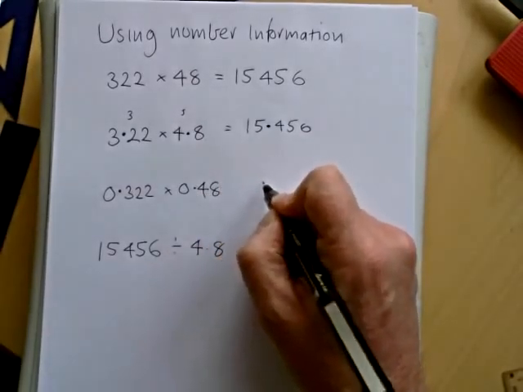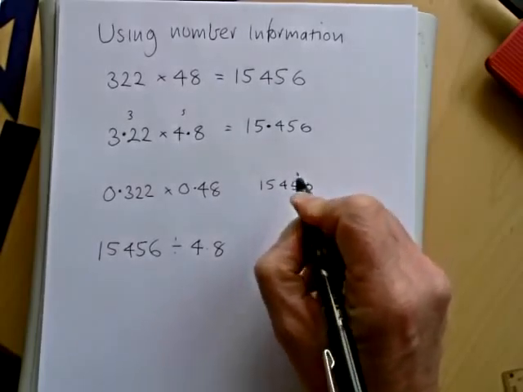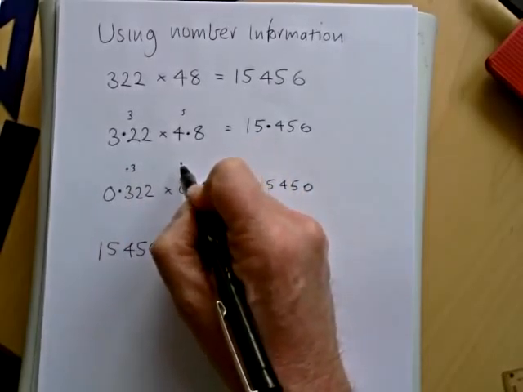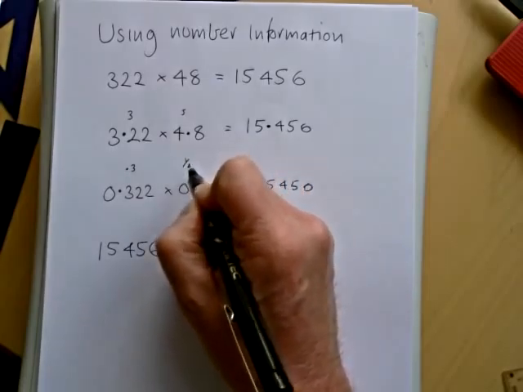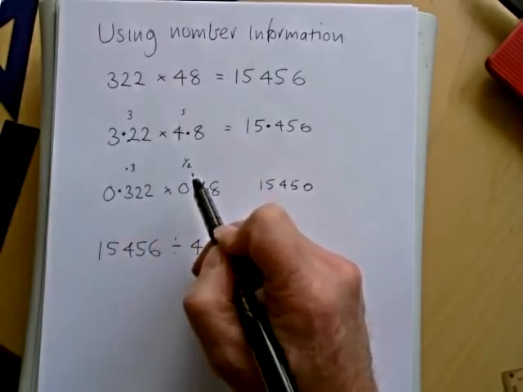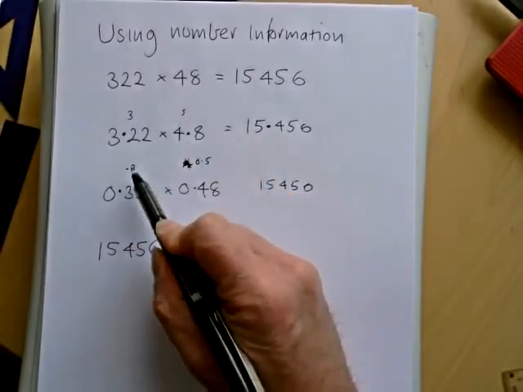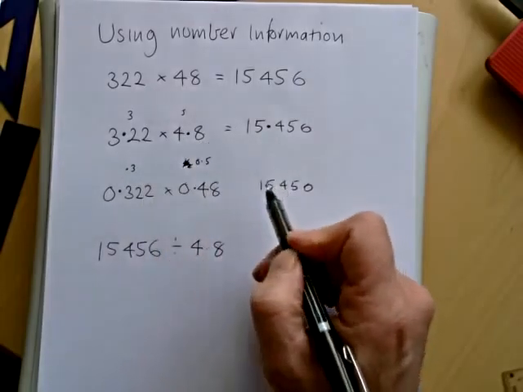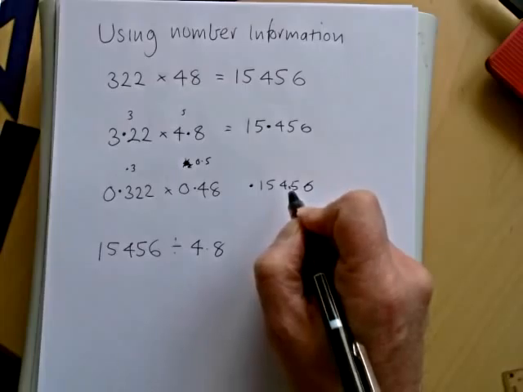It's a bit harder. We know we've got the 15456 in the answer. So I've got 0.3 here, and I've got a half here. Okay, 0.48, a half. So I'm doing 0.3 of a half. Let's say it's 0.3 of 0.5. So 0.3 times 0.5 is going to be about 0.15, and we've got 15456, so it's going to be 0.15.